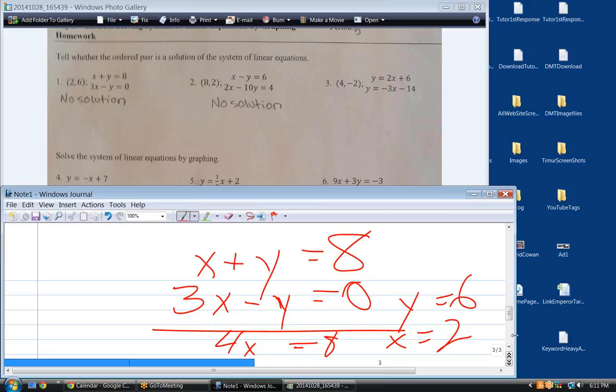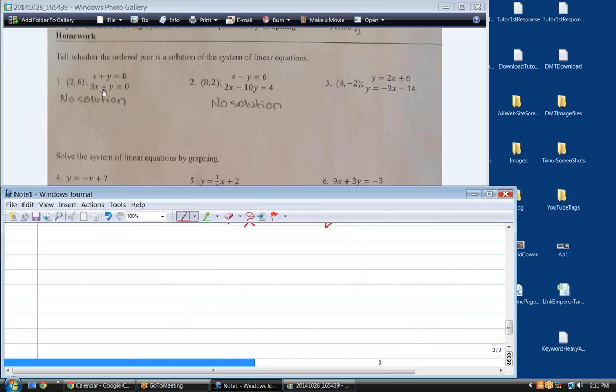And the way you tell isn't by solving it. It's by substituting. In other words, take that x and y point and substitute it into the first one. Does it work? Yeah. 2 plus 6 is 8. Substitute it into the second one. Does it work? 3 times 2 is 6, minus 6 is 0, so yeah. So the answer is yes. If it works in both, then the answer is yes. We don't have to actually solve that. This is kind of Systems of Equations 101, the very, very basics.